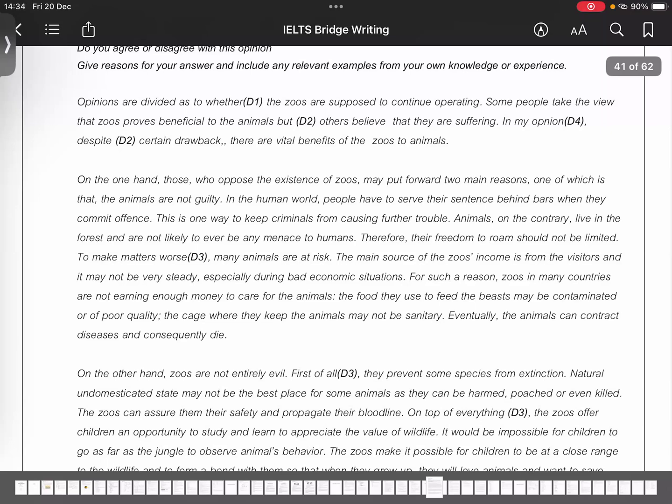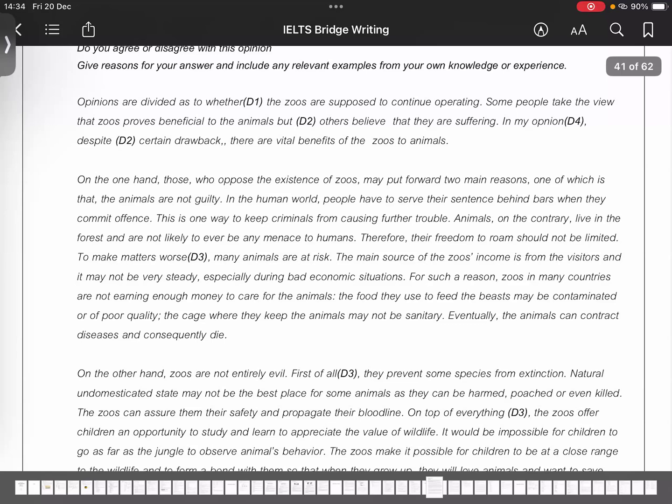"The food they use to feed the animals may be contaminated or of poor quality." Okay, so when they don't have money, they cannot feed the animals. Or even if they can feed animals, the food that they use to feed animals may not be of good quality. It may contain some chemicals that are harmful to the animals.